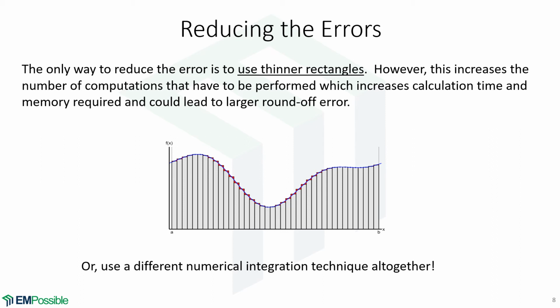Now here we're only showing 30 or so, but a numerical integration might have 10,000 points or something like that. So we have to think about time and memory, and even 10,000 points might not seem like that much, but if this is a numerical integration that has to happen 100,000 times, that's a lot of points. We might want to get away with fewer. So that's one way to reduce the error, just use thinner rectangles. The other one is use another numerical integration technique altogether.